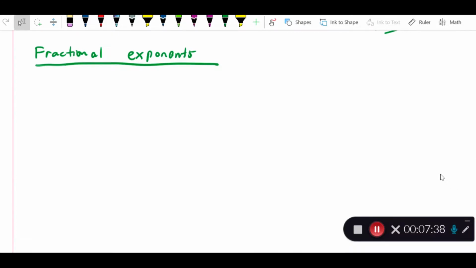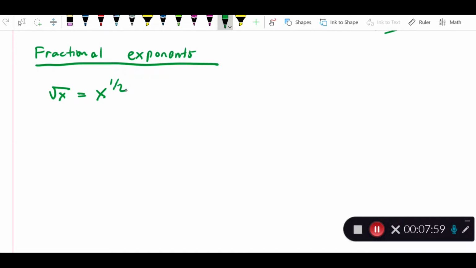One of the rules that we use kind of extensively in calculus is the rule that you can convert a radical into a fractional exponent. So for example, we know that the square root of x is equal to x to the 1/2. We make extensive use of this sort of rule.